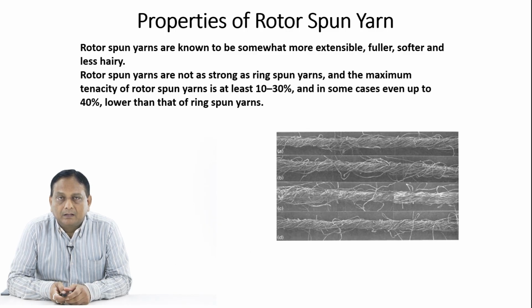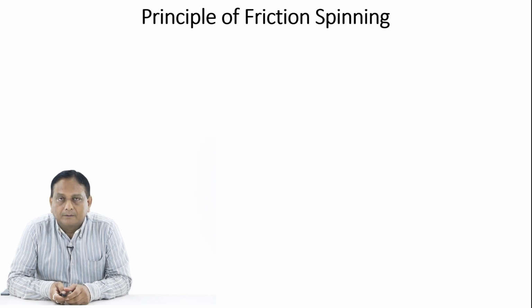Rotor spun yarns are not as strong as ring spun yarns, as we have earlier seen. The maximum tenacity of rotor spun yarns is at least 10 to 30%, and in some cases even up to 40%, lower than that of ring spun yarn. So those are the different properties and image of this rotor spun yarn.